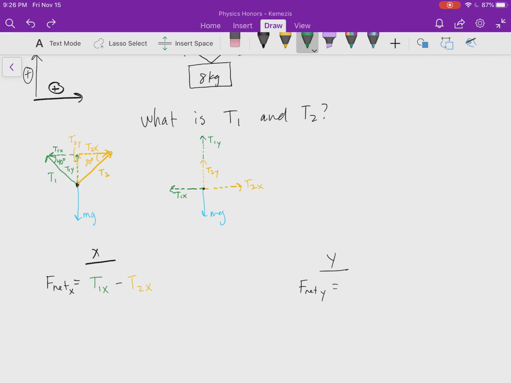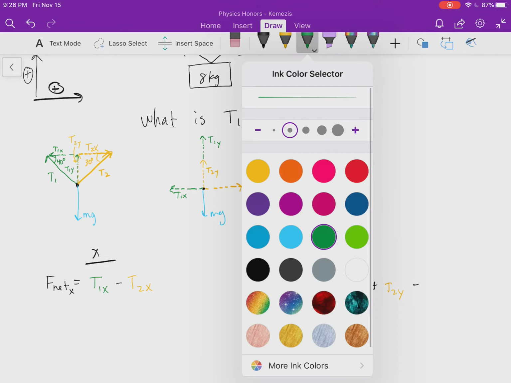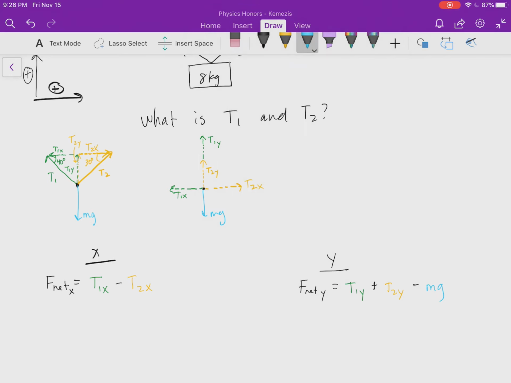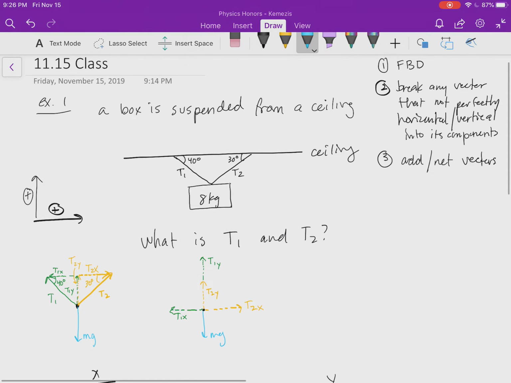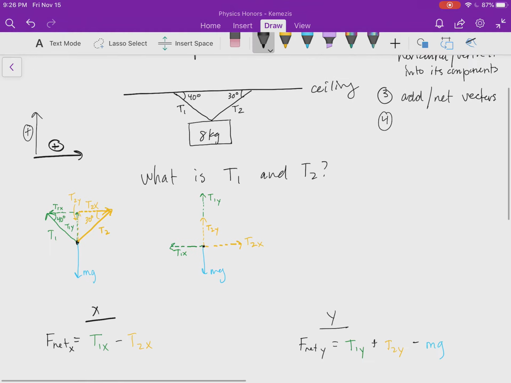So for the F net, we're going to have T1y plus T2y, and the reason why I'm adding them is because they're going in the same direction, and we are going to subtract mg to get the net force. Okay, so that's step 3, where we're adding and netting our vectors.